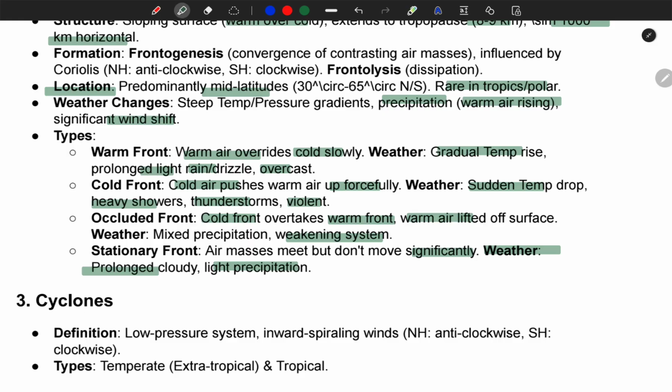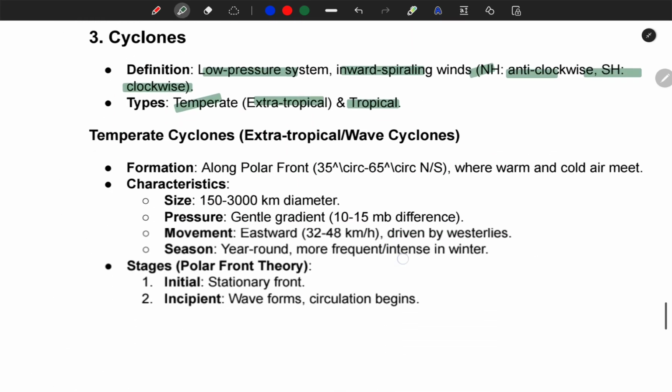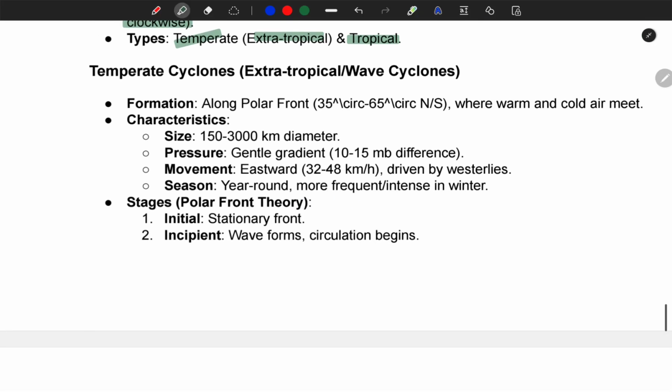Next is cyclone. Low pressure system, inward spiraling winds. Northern Hemisphere anticlockwise and Southern Hemisphere clockwise. Types: temperate (extratropical) and tropical. Next is temperate cyclones, the extratropical wave cyclone. Formation along polar fronts at 35 to 65 degrees north and south, where warm and cold air meet.